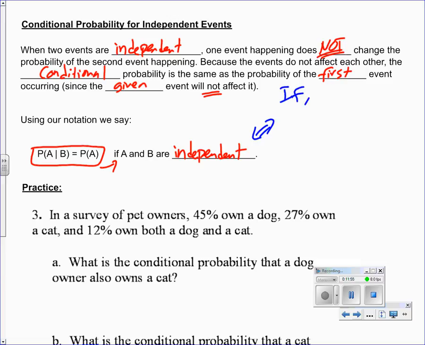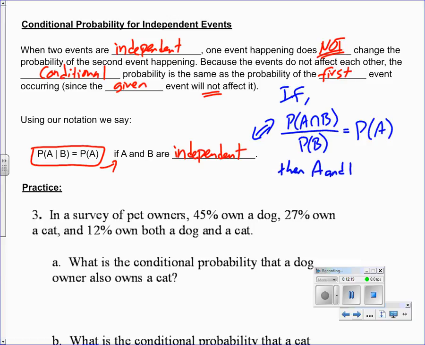So if we use our conditional probability formula, so probability of A intersect B over probability of B is equal to the probability of A on its own, that shows that B doesn't affect the probability of A happening, which means that A and B are independent. This just shows that it works both ways around. If A and B are independent, these two probabilities are the same, the conditional and the regular probability for A, and if you check and see those probabilities are the same, that means the events are independent. So it works both ways around.